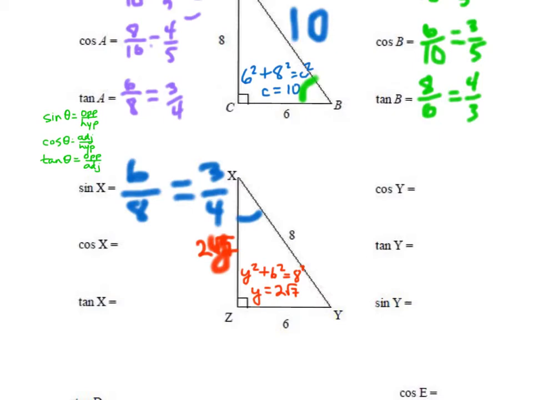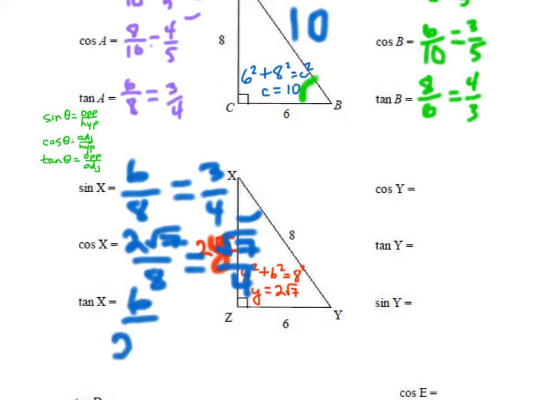The cosine of x, we still have x as our reference angle, is adjacent over hypotenuse. So that's going to be 2 square root of 7 over 8. The 2 and the 8 cancel, and we're going to end up getting the square root of 7 over 4. And then the tangent of x is opposite over adjacent, which will be 6 over 2 square root of 7.